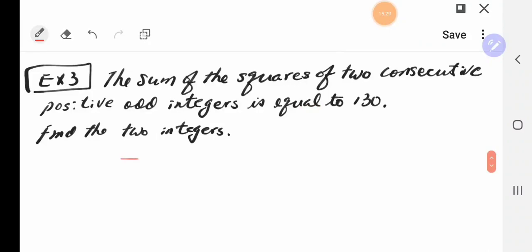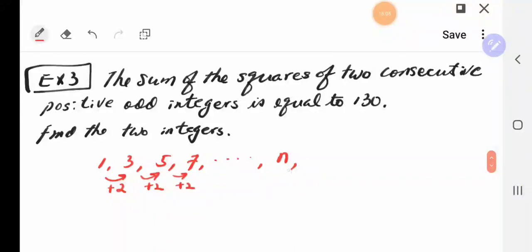Then we can write it like this. Odd integers are 1, 3, 5, 7, and so on. They are odd integers. So we don't know which integer it is, but let's say n is an odd integer. It's some odd number. Consecutive means next to each other. So for the odd integers, the second number is always 2 more than the previous integer.